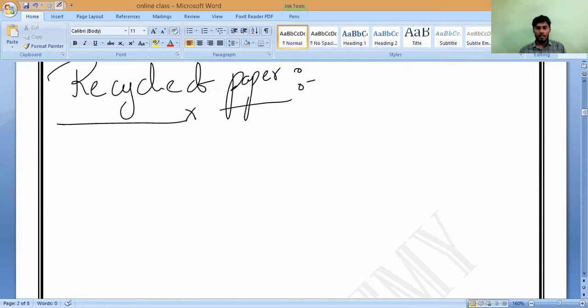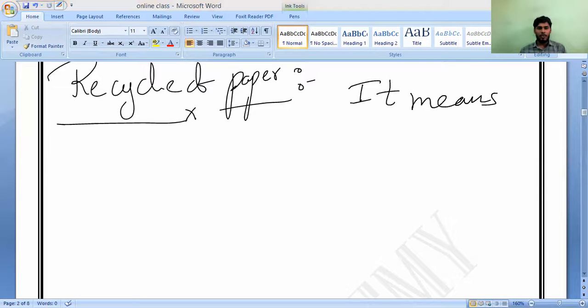Recycle of paper. Write it. The recycling of paper means, or else directly you can write, it means to process the waste paper.